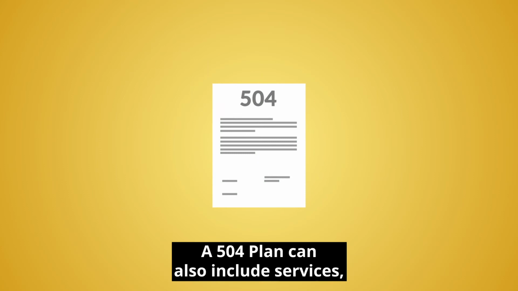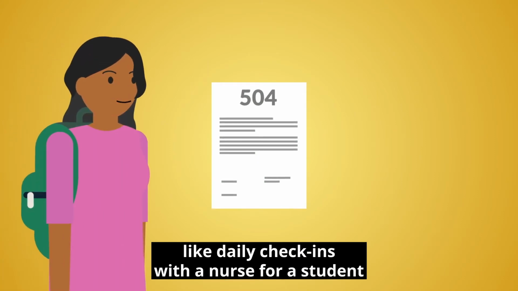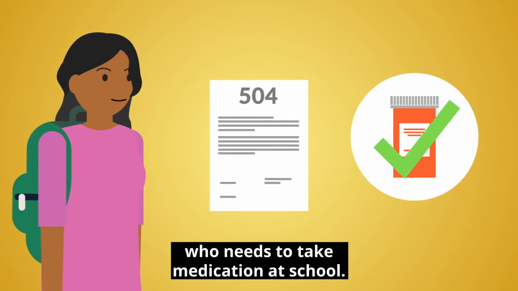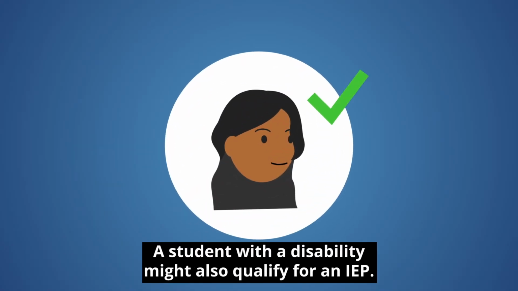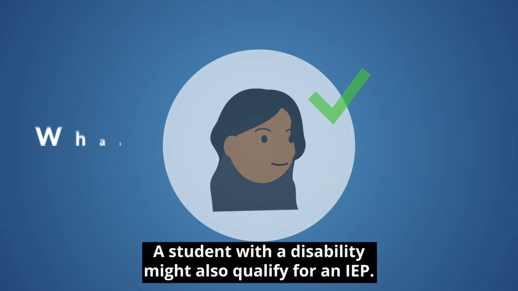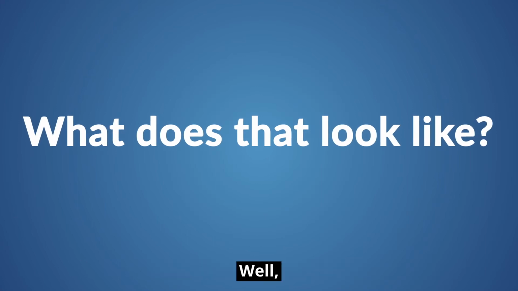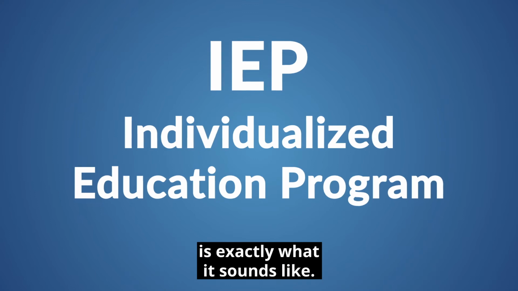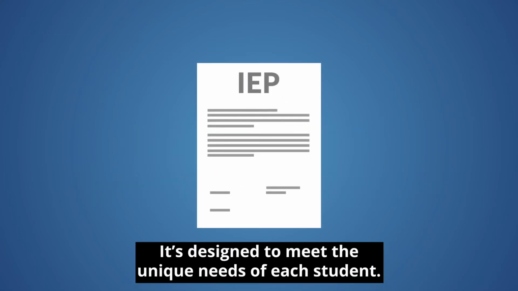A 504 plan can also include services, like daily check-ins with a nurse for a student who needs to take medication at school. A student with a disability might also qualify for an IEP. What does that look like? Well, an IEP, or Individualized Education Program, is exactly what it sounds like. It's designed to meet the unique needs of each student.